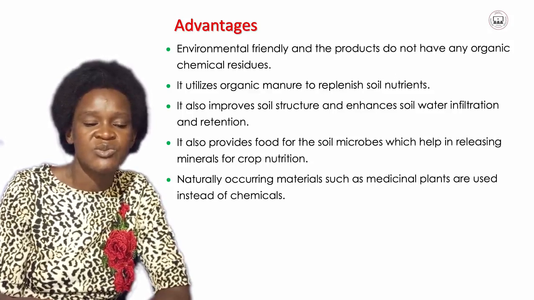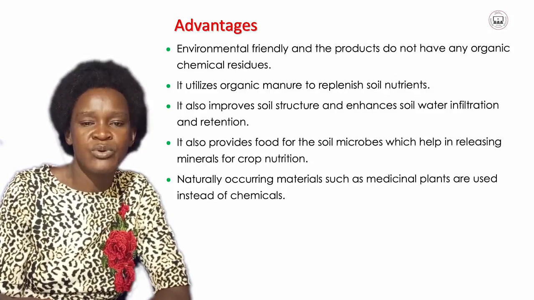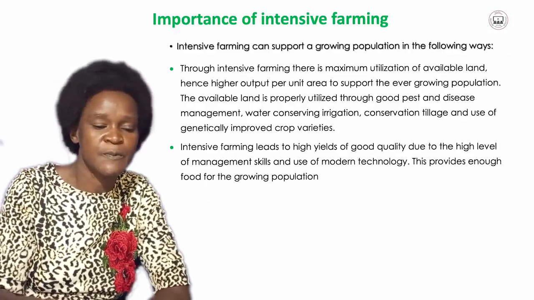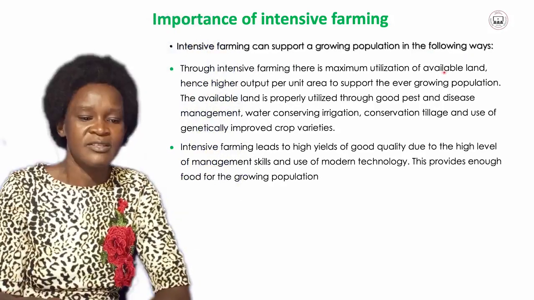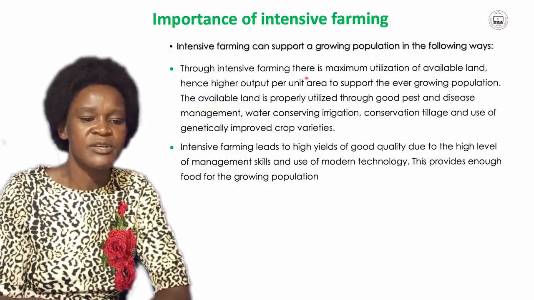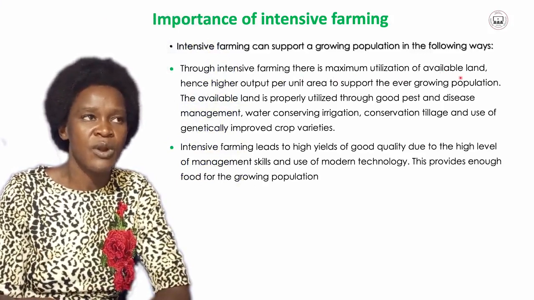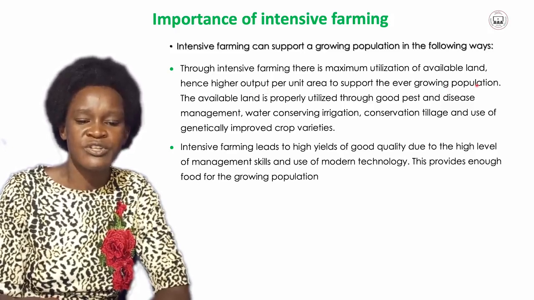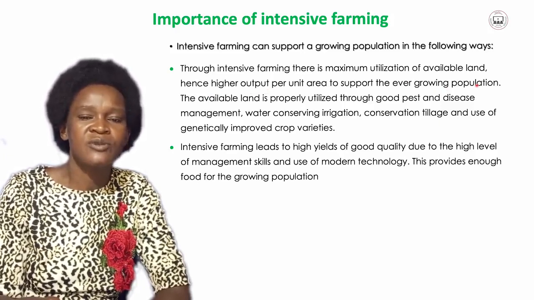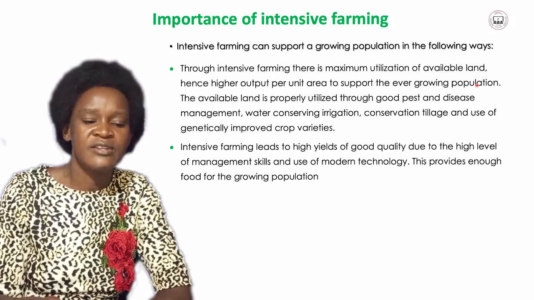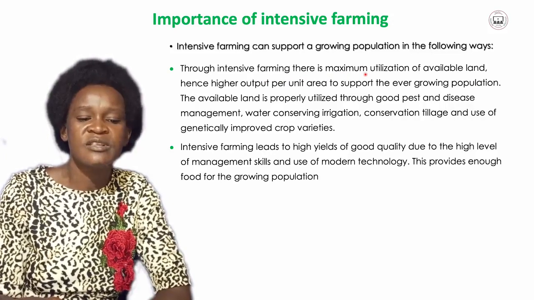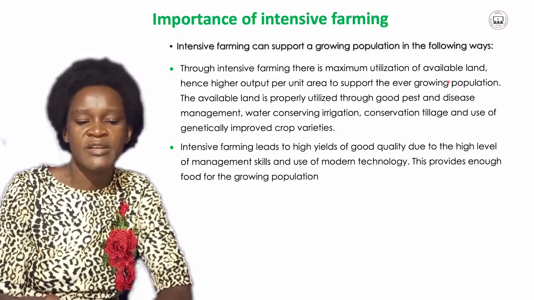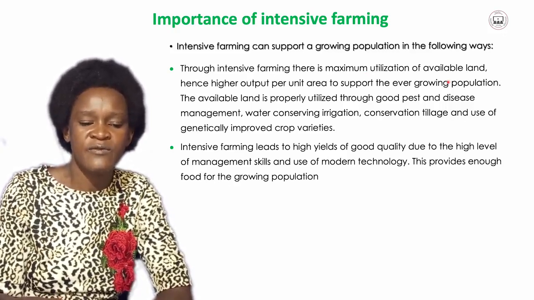So in general, what can be the importance of using an intensive farming system? This intensive farming system can support the growing population in several ways. Through intensive farming, there is maximum utilization of available land, hence a higher output per unit area to support the ever-growing population. As you are aware, nowadays we are running out of land to cultivate. There is shortage of land to cultivate just because of the growing population. So if we use an intensive farming system, there is maximum utilization of available land, and even if the land is small, you can still have enough for your family.